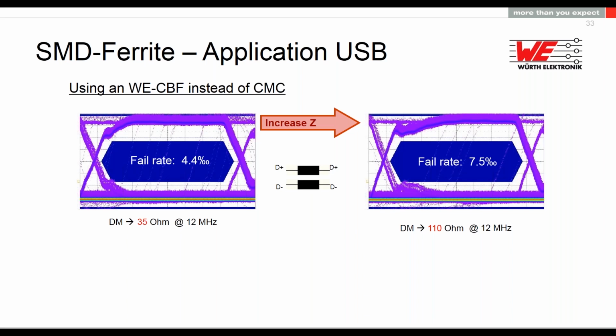We decided it makes no sense to do further experiments because it's just wasting time. Two chip-bead ferrites will never ever replace a common mode choke. You can use a chip-bead ferrite in a USB for filtering the 5-volt DC voltage. This is another problem. But don't put it on the data line. This is not a good idea.